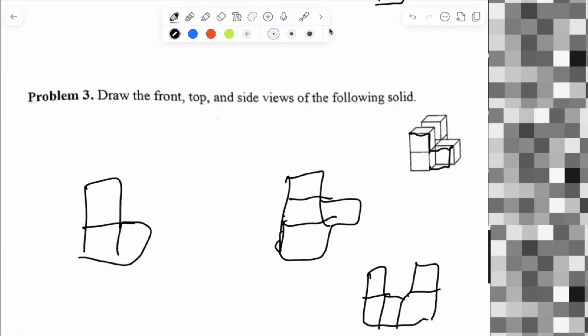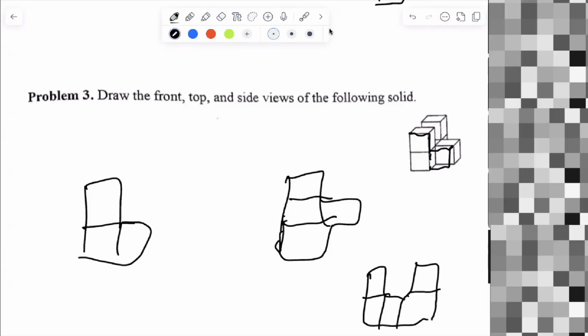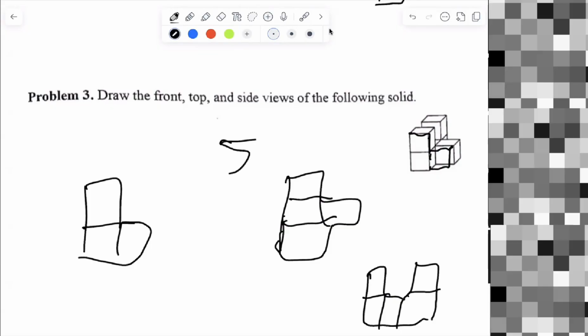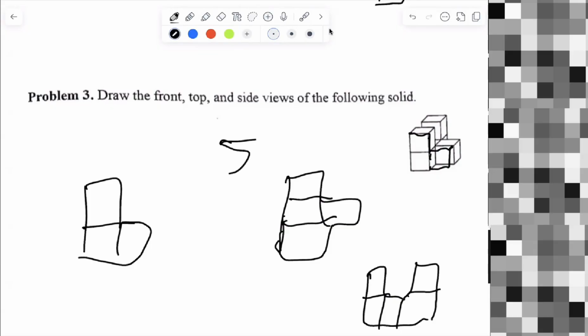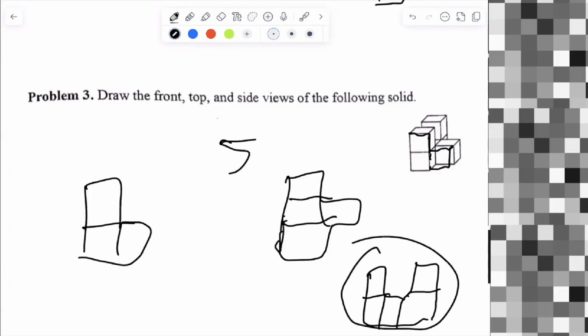This just tells you there's 1, 2, 3, 4, 5. There's 5. 5 squares arranged like this. Alright?